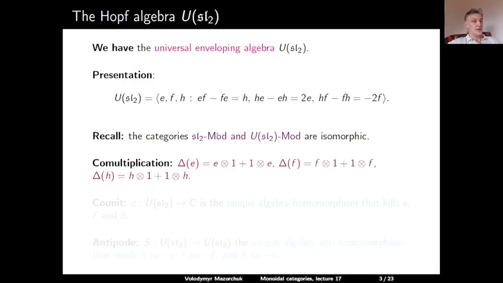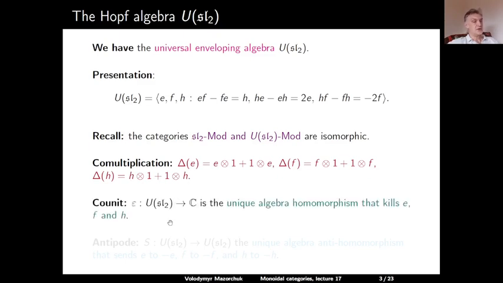The comultiplication in this Hopf algebra is defined as follows. The comultiplication delta applied to E is equal to E tensor 1 plus 1 tensor E. The delta of F is F tensor 1 plus 1 tensor F, and delta of H is H tensor 1 plus 1 tensor H. So delta of any element of the Lie algebra is given by this element tensor 1 plus 1 tensor this element.